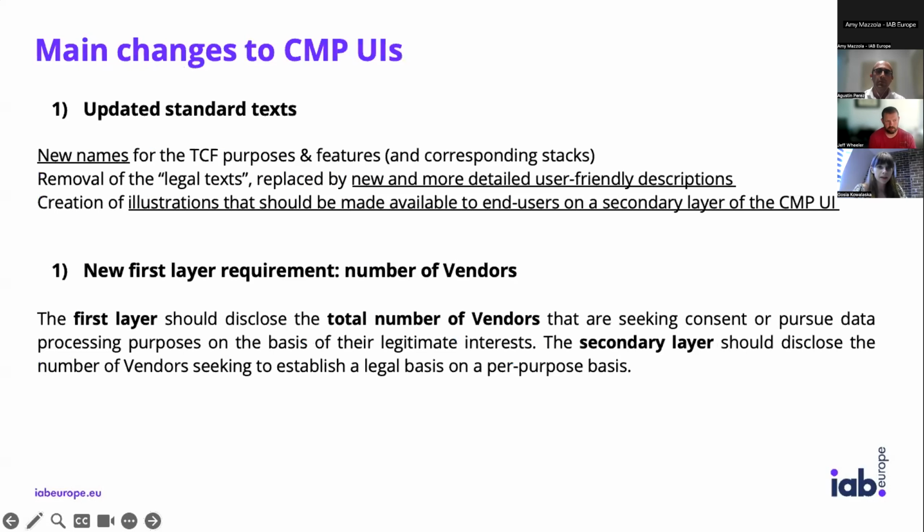Now, a quick reminder about the changes that are relevant from the CMP point of view. We wanted to make TCF version 2.2 more user-friendly and more transparent to the end user, so the standard text has changed to become more understandable to the end users. We also decided to remove legal text and replace it with more detailed user-friendly descriptions that are accompanied by illustrations based on real use cases of how the TCF participants use the TCF purposes. The second new thing is the requirement about the number of vendors.